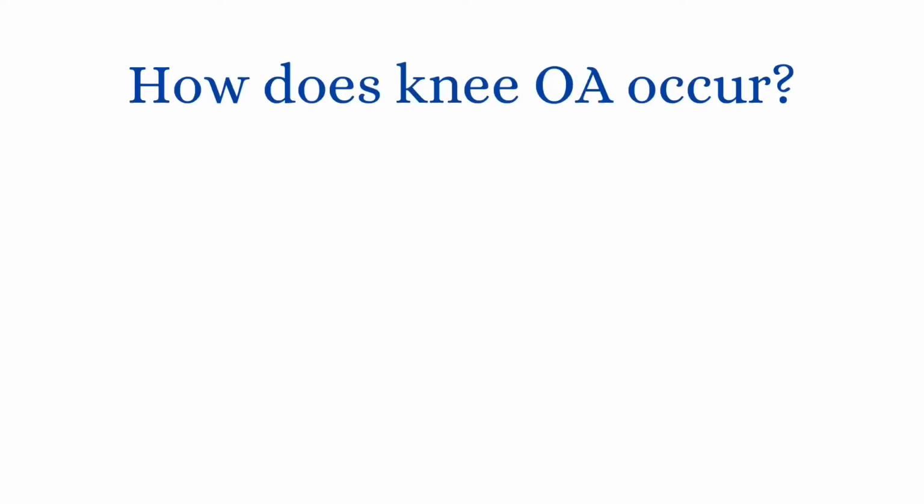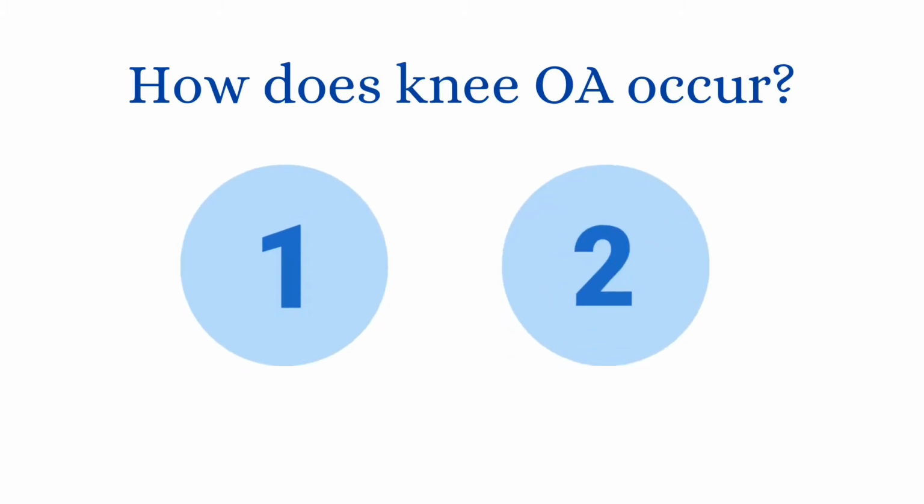So how does knee osteoarthritis occur? Well, there are two main ways where it can happen. Sometimes it occurs without any cause and just through general aging, but sometimes it can occur due to a traumatic incident. For example, if you've previously injured your knee, that can put you at a higher risk factor of getting knee osteoarthritis.